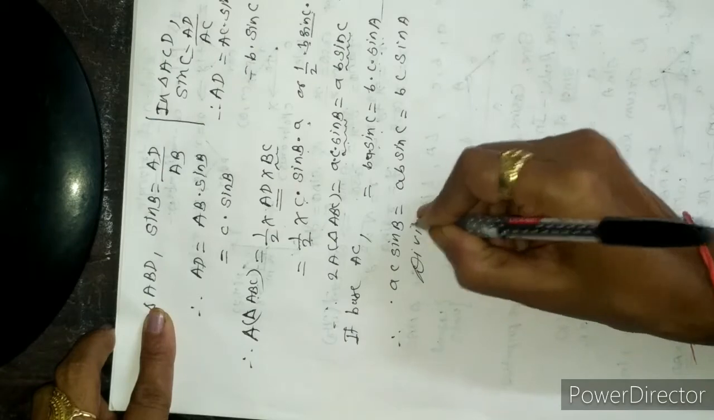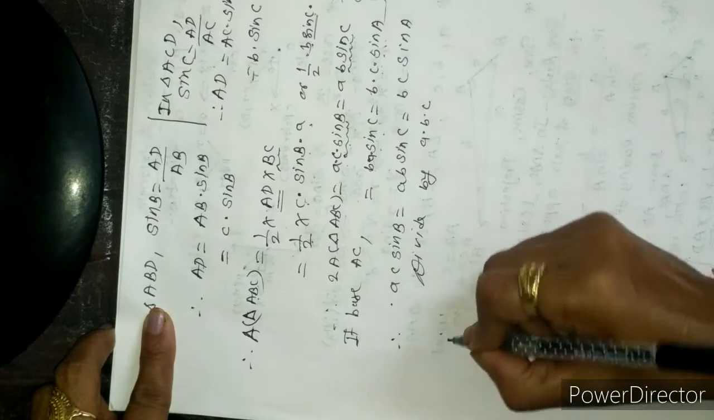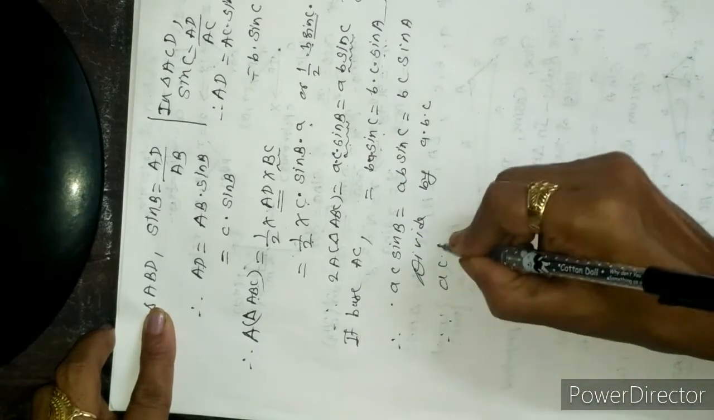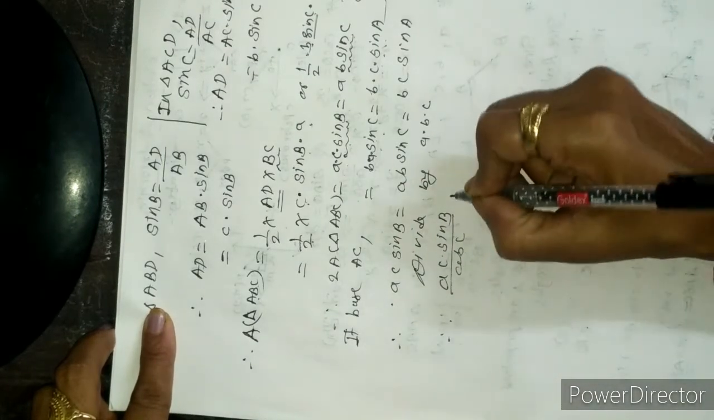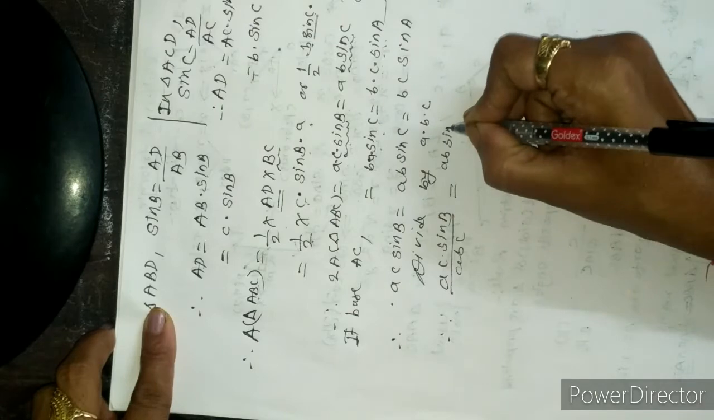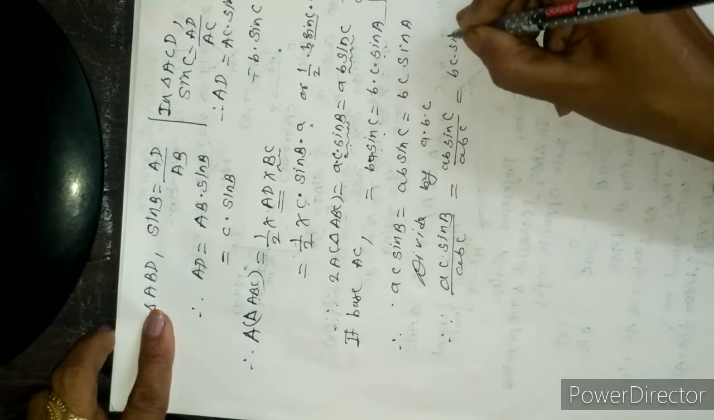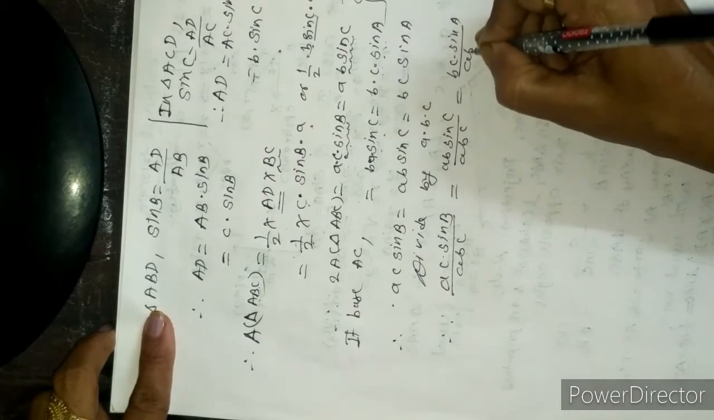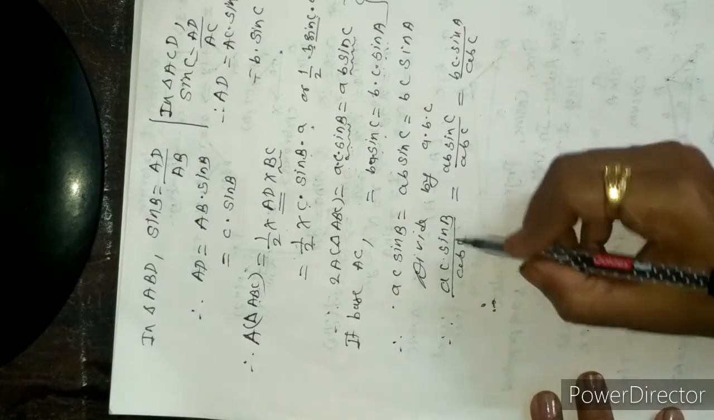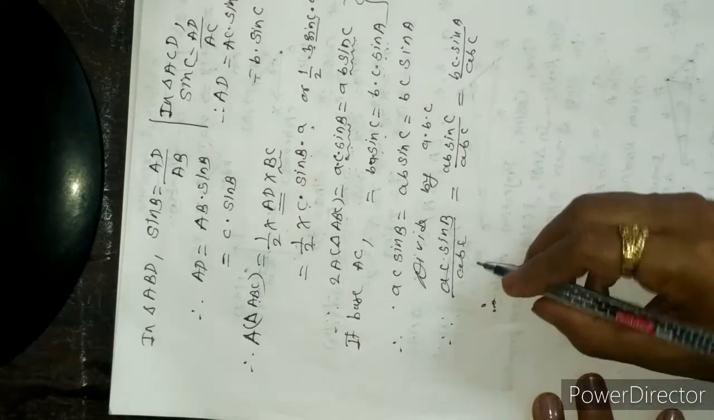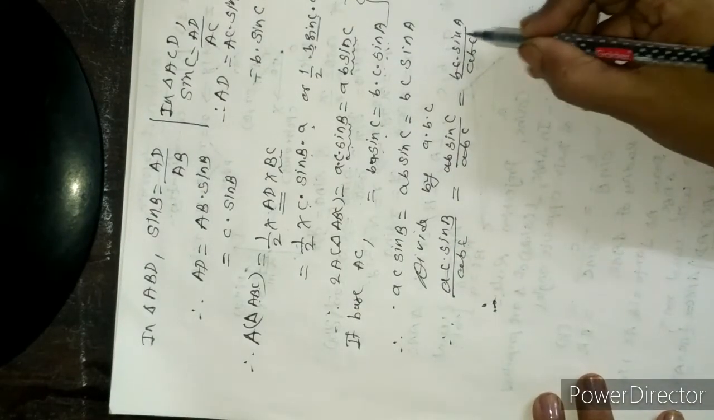Now divide throughout by the product of the lengths of sides. So we get AC into sine B upon abc is equal to AB into sine C upon abc is equal to BC into sine A upon abc. So these three ratios are equal to each other, which are constant. Here AC cancels, we get sine B upon b. AB cancels, we get sine C upon c. Here BC cancels, we get sine A upon a.